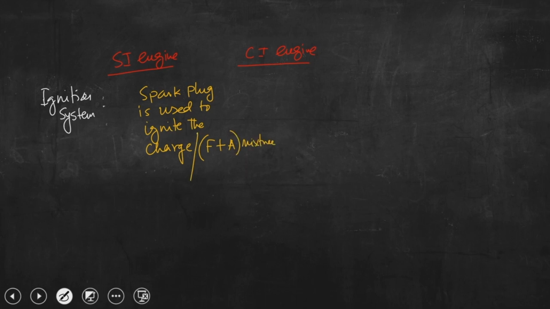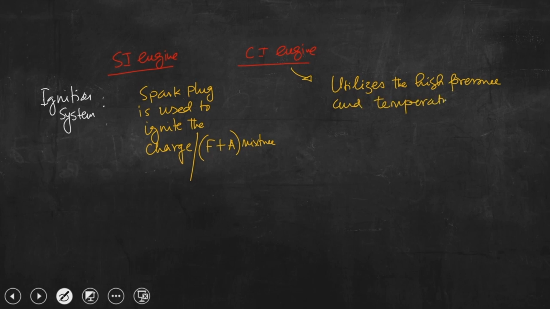Okay. Charge or fuel air mixture. Spark plug is used, while the CI engine utilizes the high pressure and temperature of the compressed air that is at the end of the compression stroke.